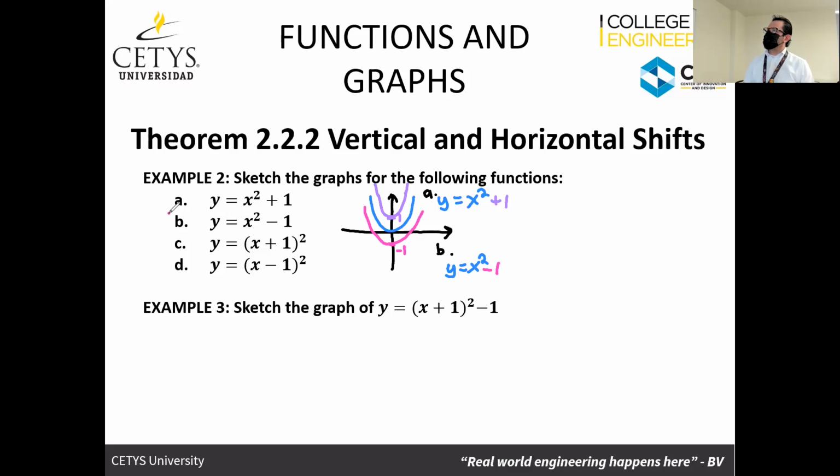Okay, so B is going to be the pink. A is going to be the purple. And both of these are vertical shifts. This is a shift upwards. And this is a shift downwards. Okay. Now let's look at C and D.